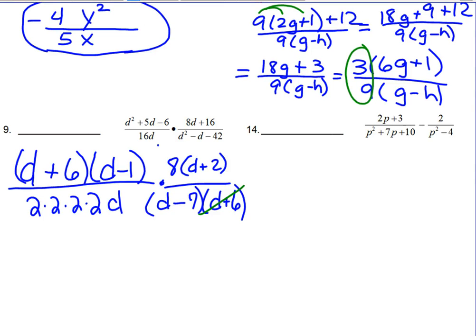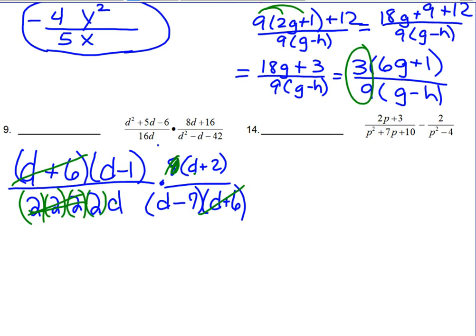I can take away the d plus 6. I don't have another d minus 1. These are all separate little groupings here, all right? So I can take away 3 of these. 2 times 2 times 2 does equal 8, so I can take those away. I can't take this d with this d. This d is part of a grouping. So I think right now I'm done.